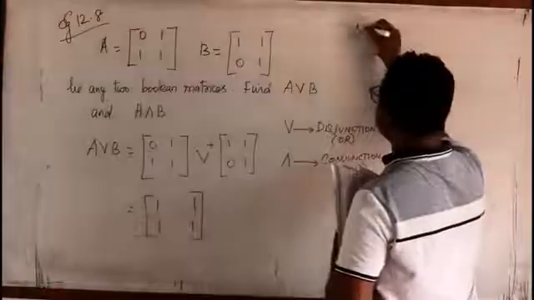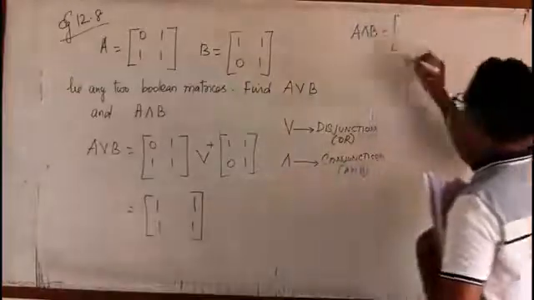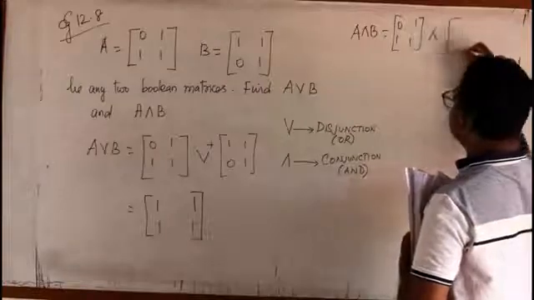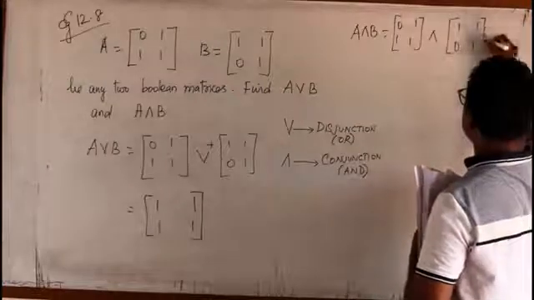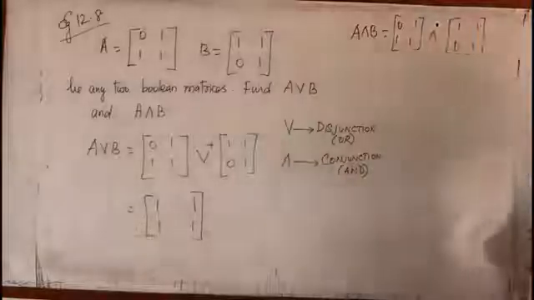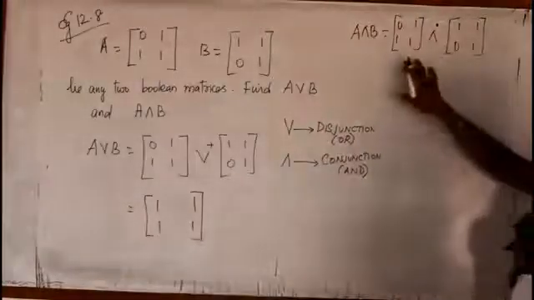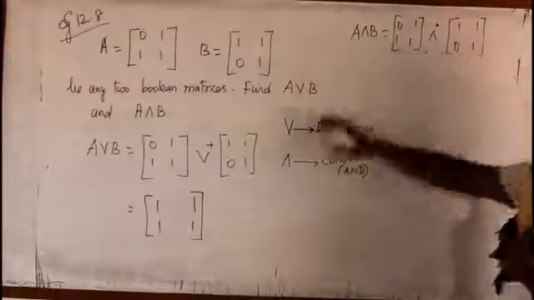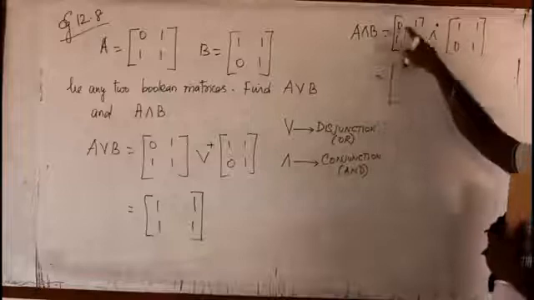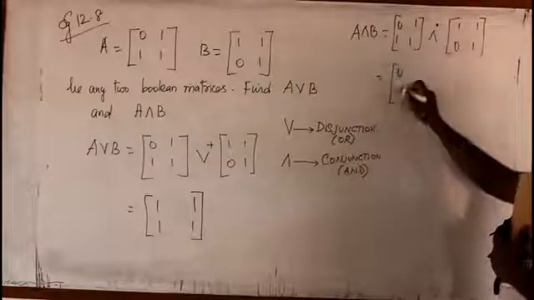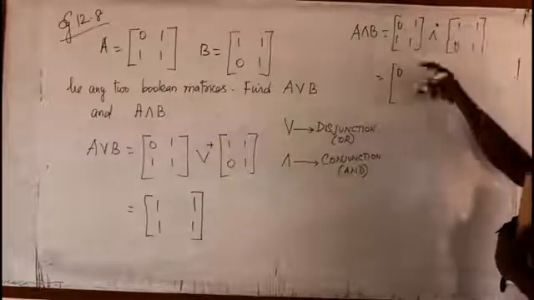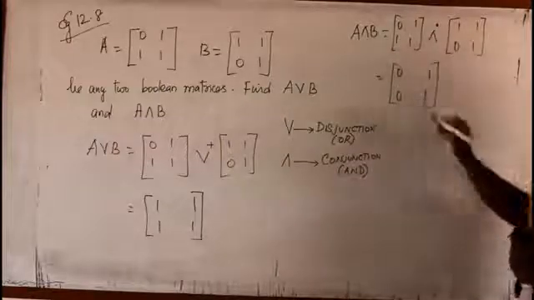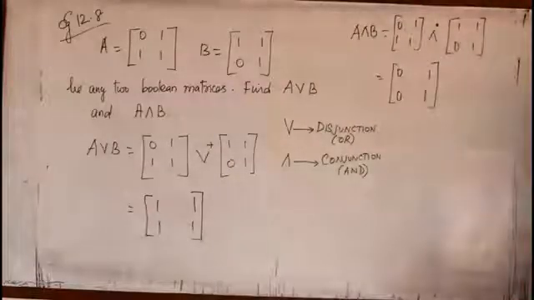Similarly, A conjunction B. Conjunction is 0, 1, 1, 1 and 1, 1, 0, 1. Here AND means into, that means you have to multiply. But here it is not row and column matrix multiplication, just the positions must be multiplied as we did for addition. That is 0 into 1 is 0, 1 into 1 is 1, 1 into 0, 0, 1 into 1, 1. That's all. This is called operations on Boolean matrices.